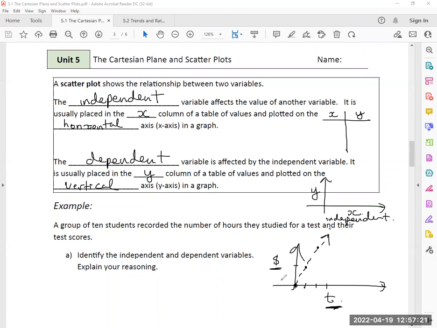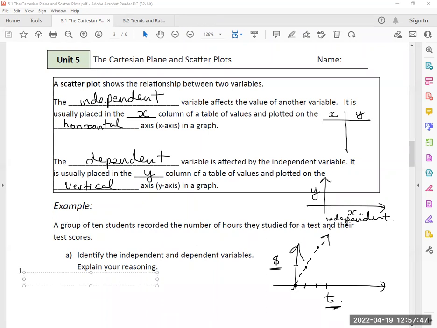You're not going to get paid if you don't work. So the hours come first. And this is what I mean by independent versus dependent. Okay? So let's take a look at this example. Example A. A group of 10 students recorded the number of hours they studied for a test and their test scores. Identify the independent and dependent variables.